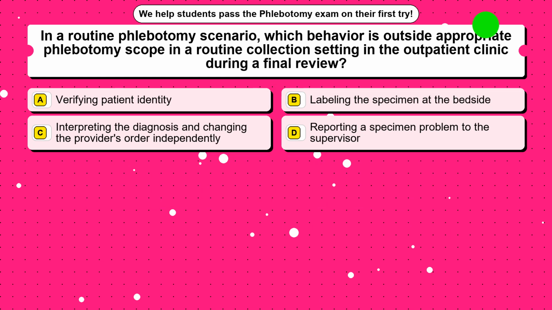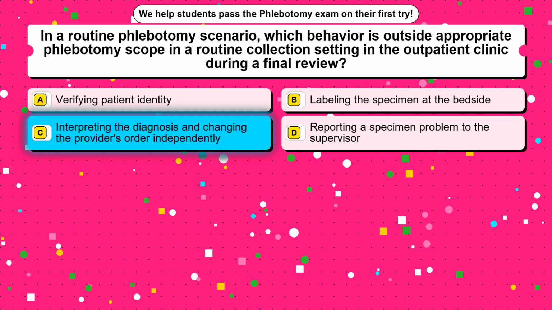Question 85. In a routine phlebotomy scenario, which behavior is outside appropriate phlebotomy scope in a routine collection setting in the outpatient clinic during a final review? Option A. Verifying patient identity. Option B. Labeling the specimen at the bedside. Option C. Interpreting the diagnosis and changing the provider's order independently. Option D. Reporting a specimen problem to the supervisor. The correct answer is option C.